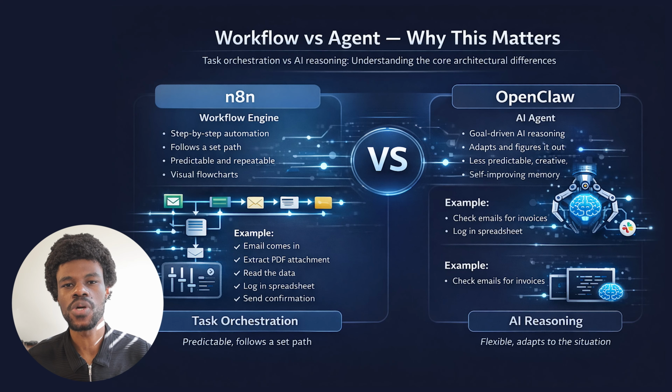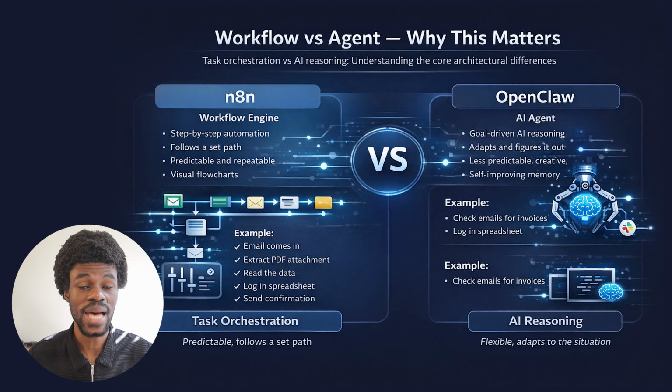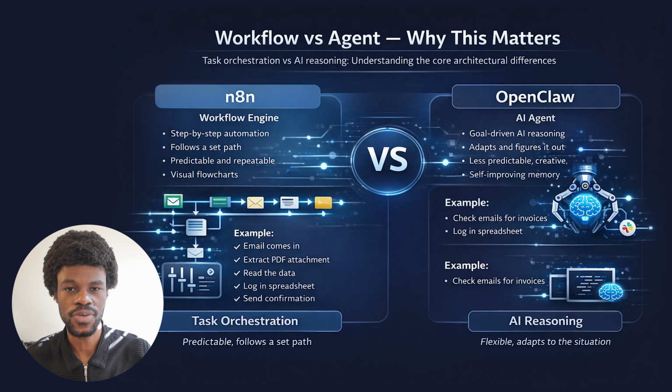Now, this is the part most comparison videos skip, but it's honestly one of the most important things that you need to understand. n8n is a workflow engine. You design the exact steps that you want it to take. When this happens, do this. Then this happens, do this, then this, etc. It follows your blueprint every single time, so it's predictable, repeatable, and you can see exactly what's happening at every single stage because it's all laid out visually.